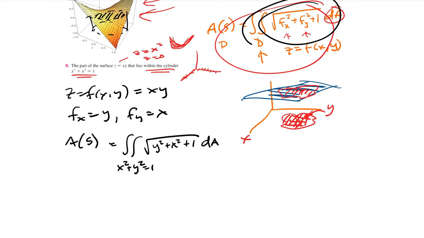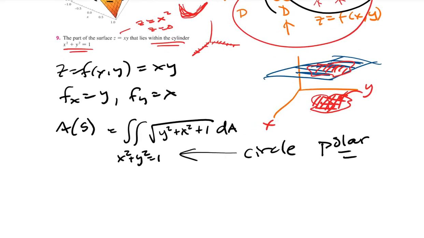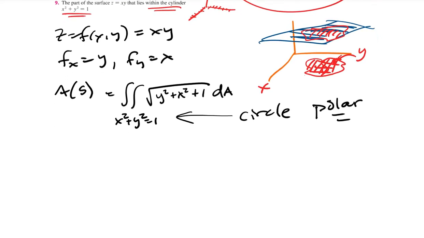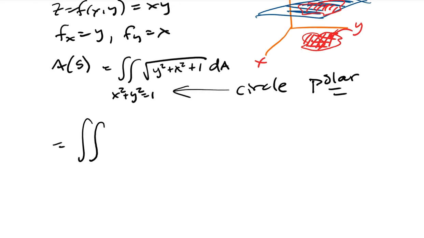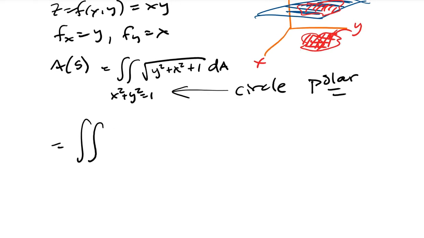All right, so since we're integrating over a circle, it's the area of the circle inside the cylinder, we're going to use polar coordinates. It's just much easier to work with. So I'm going to change all this. It doesn't say first quadrant or anything, so it's going to be all the way around. So here we go, square root, y squared plus x squared is r squared, and then we have plus 1, and then r d theta for the dA piece.